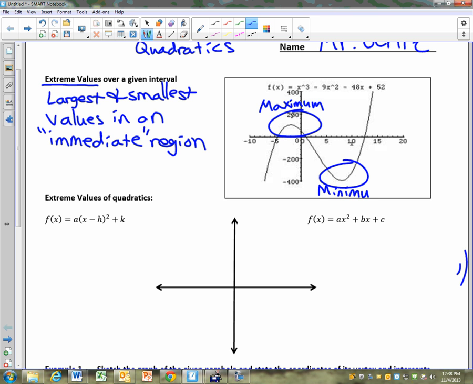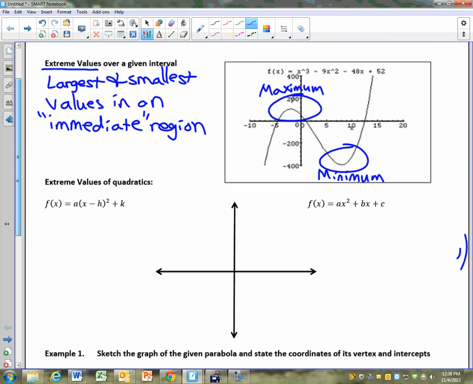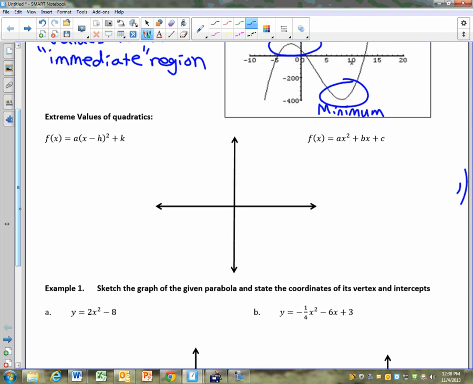And these are really interesting points because we need to identify a lot of times how to maximize profit, how to minimize cost, how to maximize efficiency, how to minimize pain. I don't know, whatever you want to do, but those are important concepts in our world that we try to figure out. And with quadratics, we have maximum and minimum values.